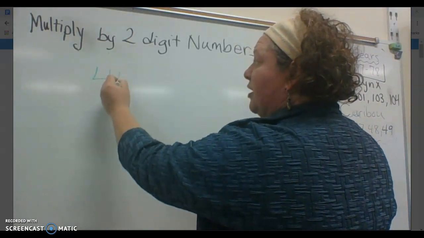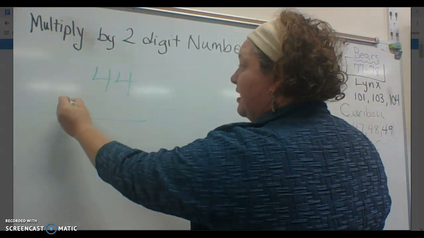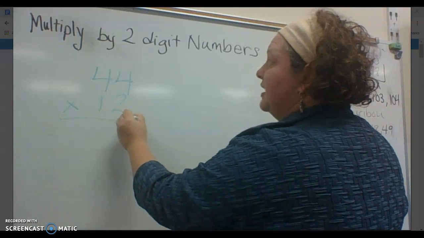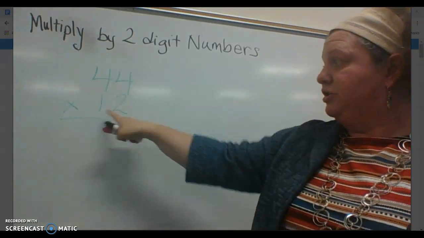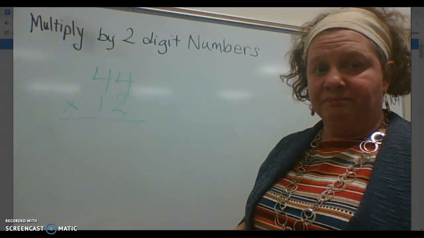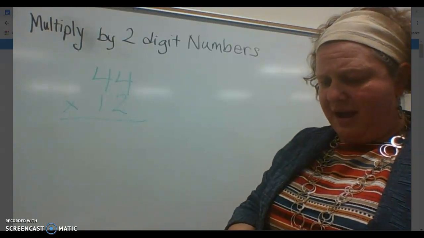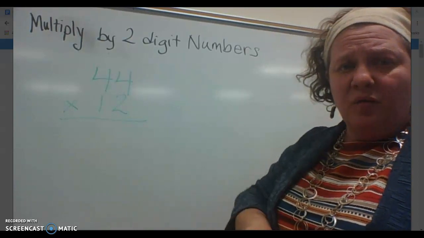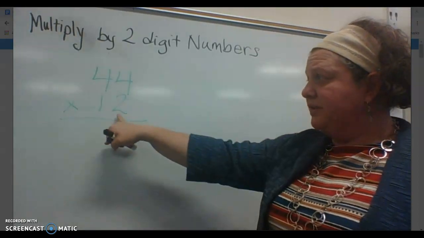So we're going to do the first problem, 44 times 12, okay? 44 times 12. So here's our two-digit by two-digit number, okay? And I'm going to write my problem with black so you guys can see really well. And the way this works is we always start with our ones place.